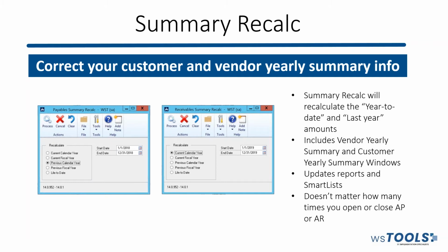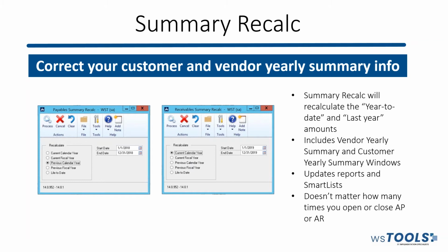If you know 5 years ago was wrong, so don't look at those numbers from 5 years ago because they're wrong, right? Well, let's go 2 years ago. They're wrong, last year's are wrong. What you're going to be able to do is recalc these. So if you notice here, you can see current calendar year, fiscal year, previous calendar year, previous fiscal year. It's just recalculating the numbers in the summary windows.